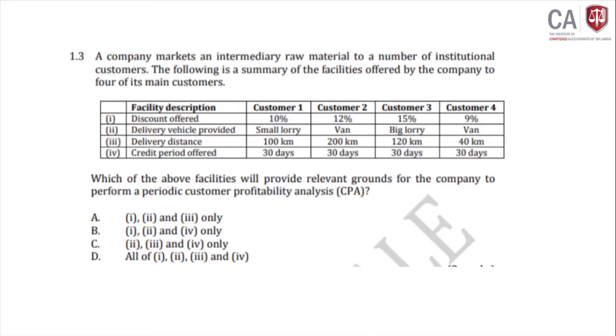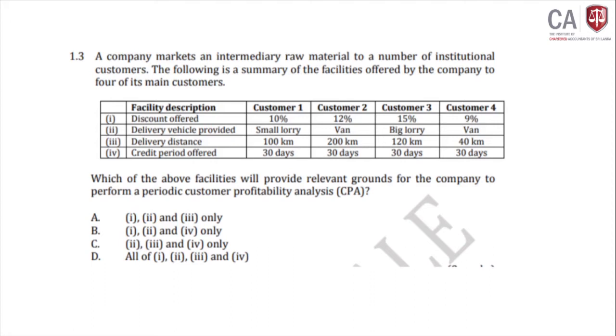Facility description: discounts offered, delivery vehicles, delivery distance, credit period. Your customers 1, 2, 3, 4. If you look at discount offered, 10, 12, 15, 9%. Delivery vehicle, small van, big lorry, van. So you know the cost can be different. The distances 100, 200, 120, 40, different distances, so cost can be different. Credit period, if you look, 30, 30, 30, 30. So credit period is the same.